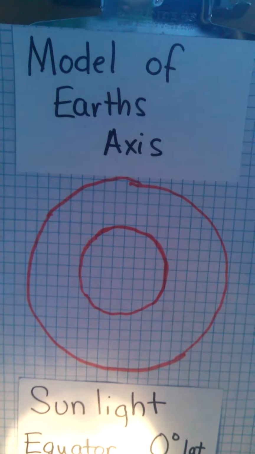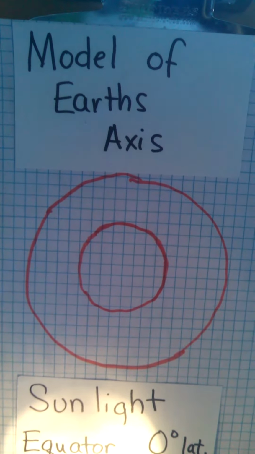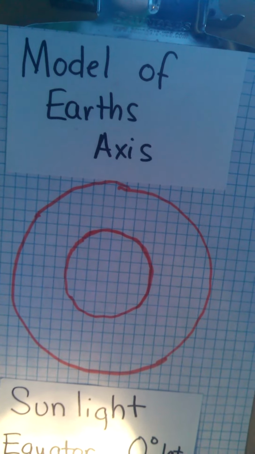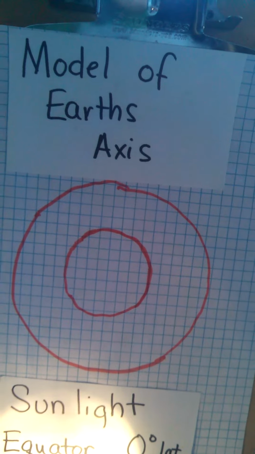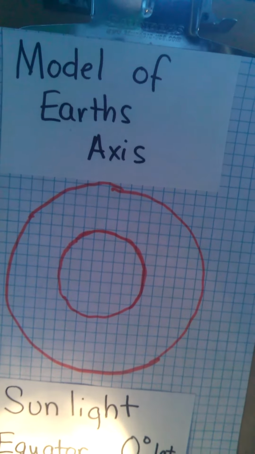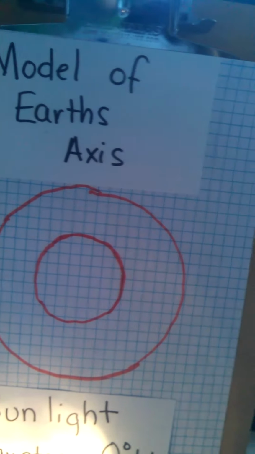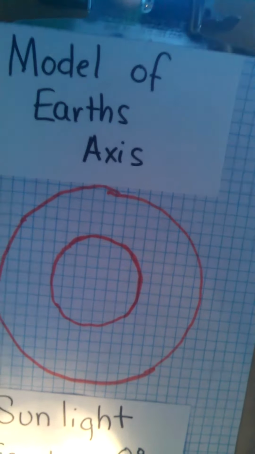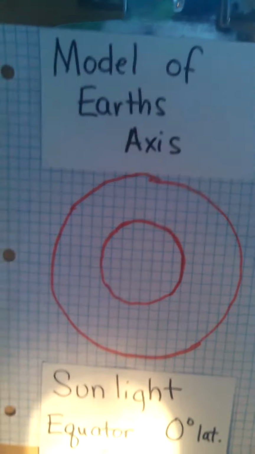This is my video on the model of Earth's axis and how I would introduce this model, showing the amount of sunlight that hits the Earth and has enough detail that I feel strongly that an elementary student could learn about Earth's axis and the amount of sunlight that hits the Earth.